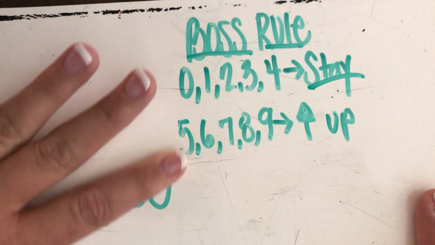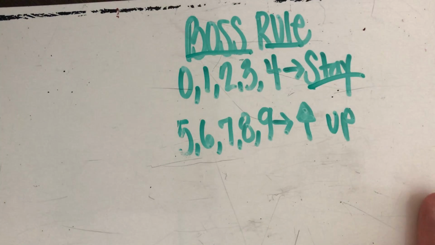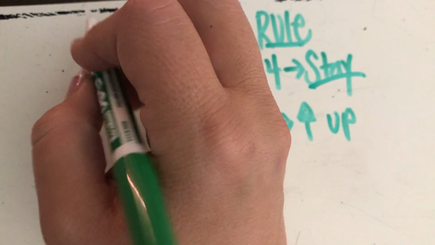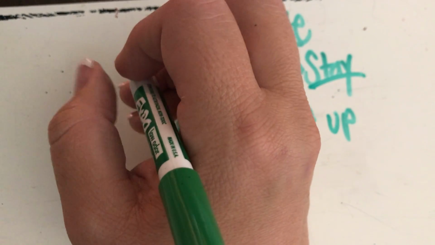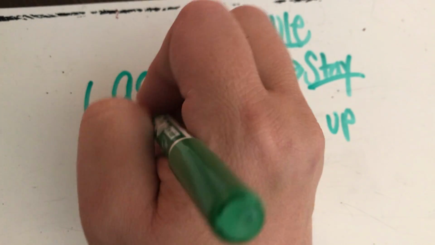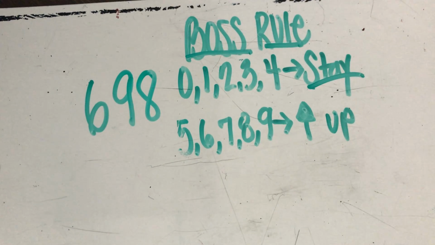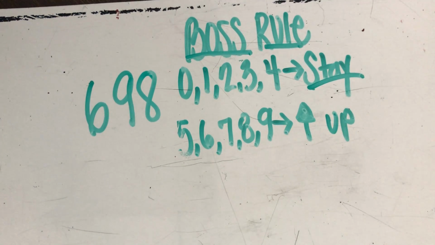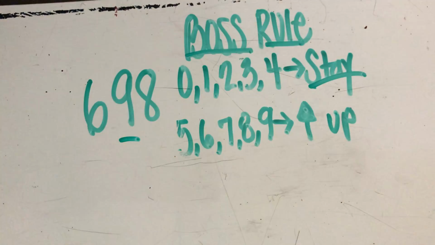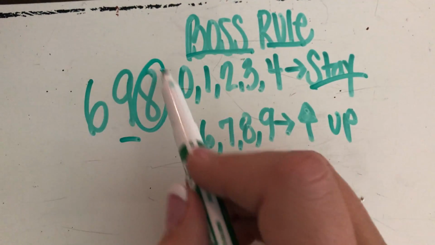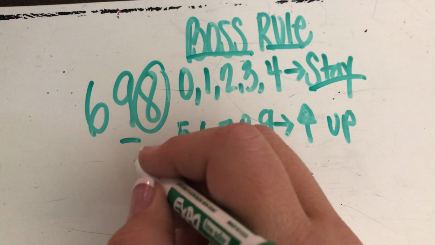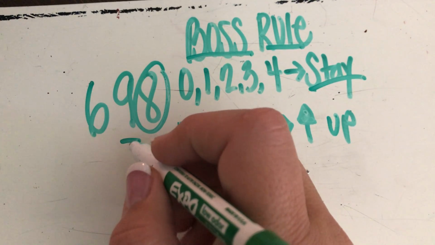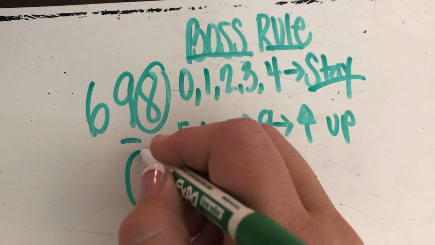Let's look at the next one. You ready? Okay, we're going to do 698. Write 698. What is your rounding digit? The 9. What is your boss? 8. Perfect. The 8 is going to tell that 9 to do what? Go up to a what? No, a 10. So that 0 is kind of like when you're regrouping.